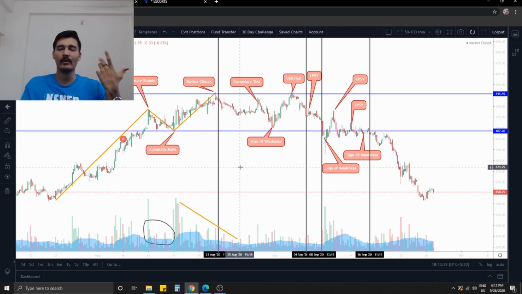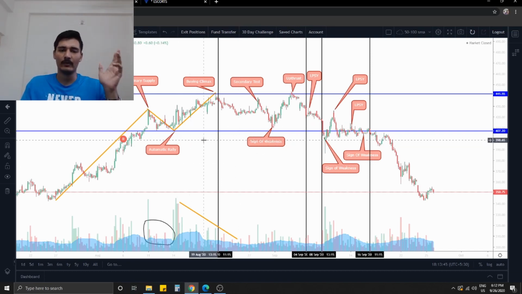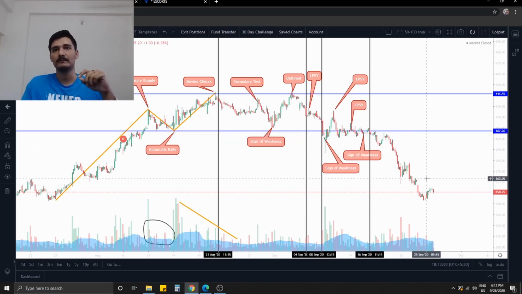Then a higher low, and it will go back into that same structure formation. But if the automatic rally is broken with multiple LPSYs, or last points of supply, then you can expect complete weakness, which is what happened here.